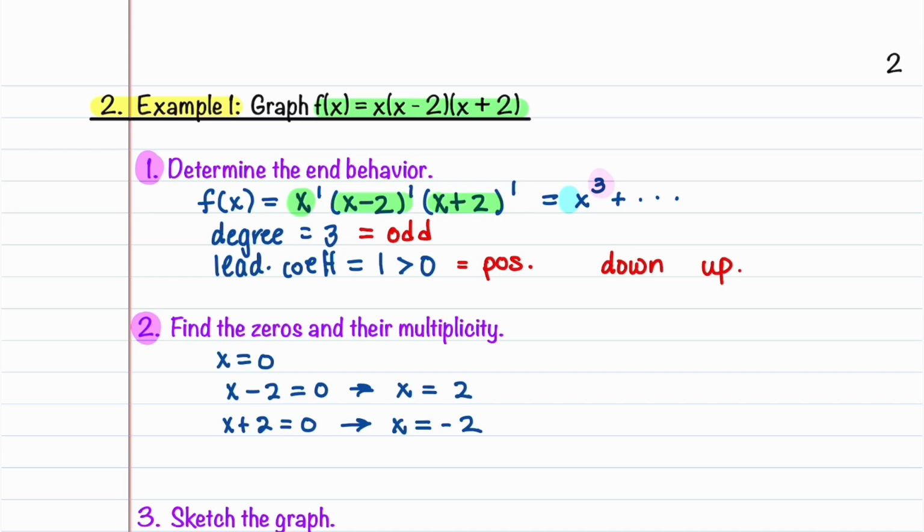Now let's look at their multiplicity. Each of the factors were raised to the power of 1, so all 3 of these are going to have a multiplicity equal to 1. So let's go ahead and write that down. We'll say m is equal to 1, m is equal to 1, m is equal to 1. And whenever we have a multiplicity of 1, our graph is going to cross the x-axis at the 0 point. So let's just write down that it crosses for all 3 of these.